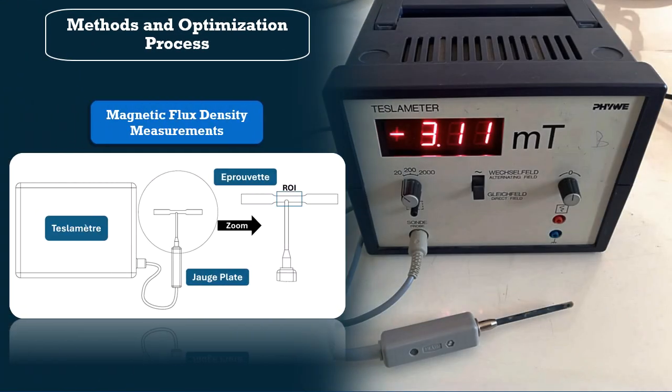The next part of the experiment was to record the magnetic flux density using the Tesla meter shown on the left figure. These measurements will then be correlated with martensite volume fractions obtained previously from XRD and will form the baseline for the upcoming optimization process.